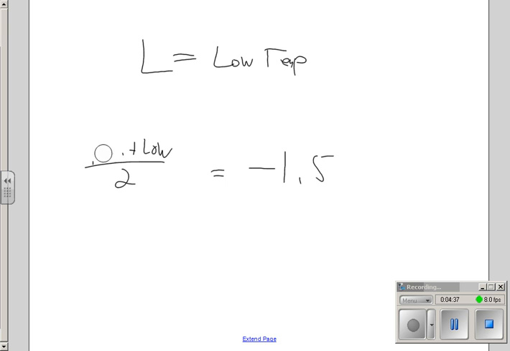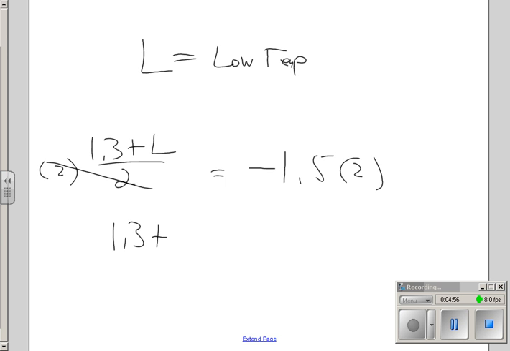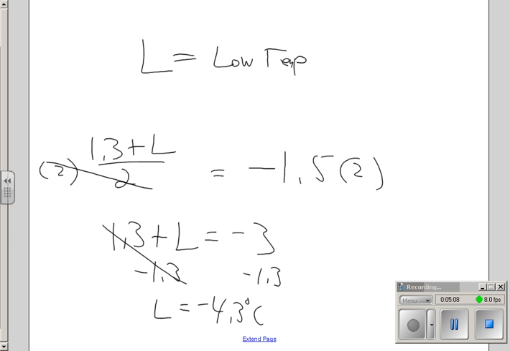Well, the high we know. The high, it says in the context of the question, is 1.3 plus the low, which we have defined as L, divided by 2 will equal negative 1.5. So we'll start isolating by multiplying both sides by 2. I end up with 1.3 plus the variable L equals negative 3. Subtract 1.3 from both sides. I end up with L equals negative 4.3 degrees Celsius.